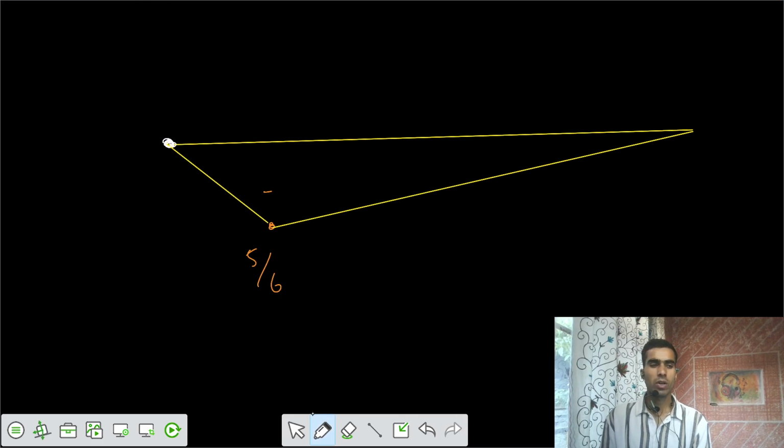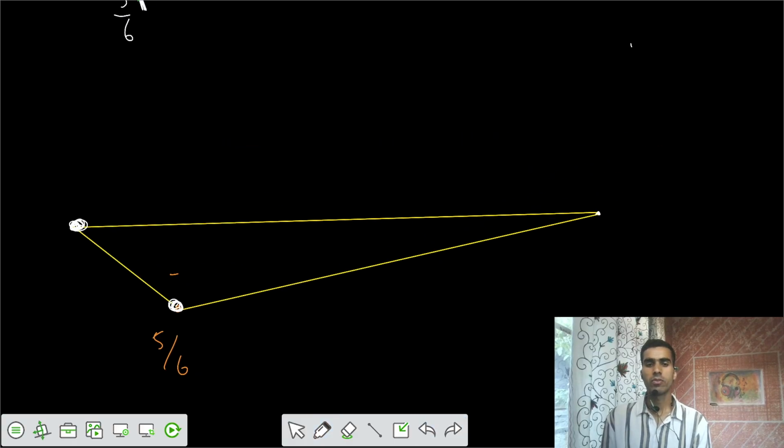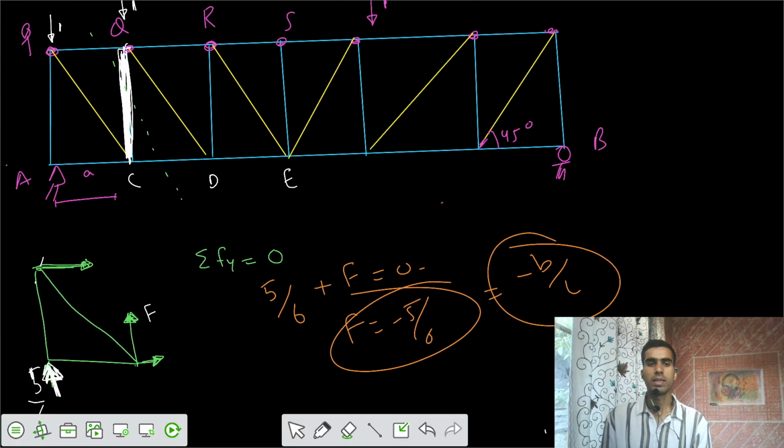See, once you have this ordinate of 0, and this one 5 by 6, there's no option. You have to join them by a straight line. This is the ILD.